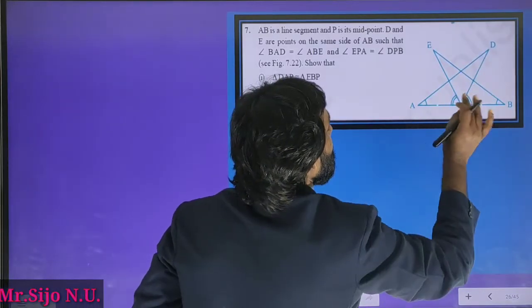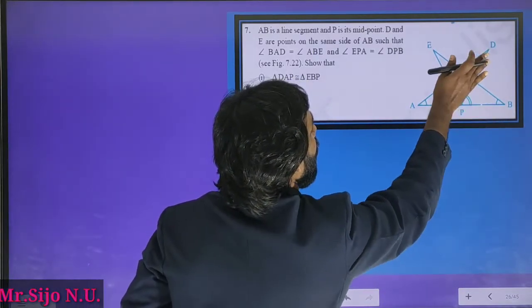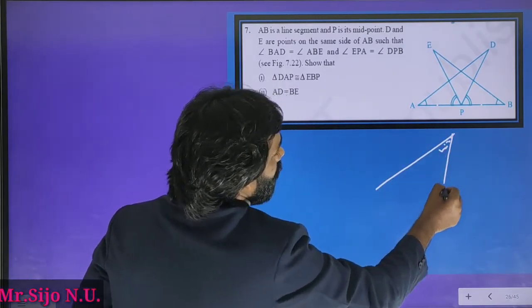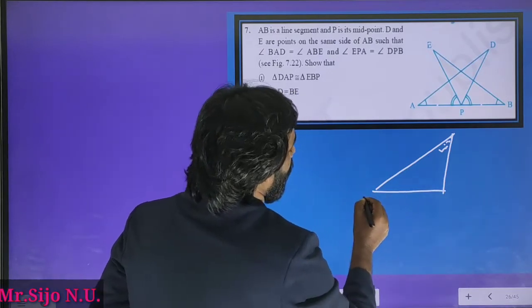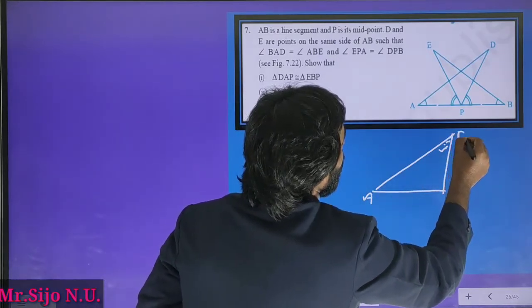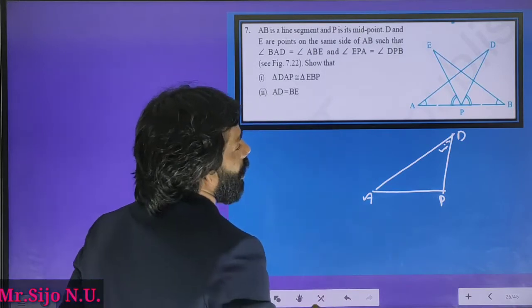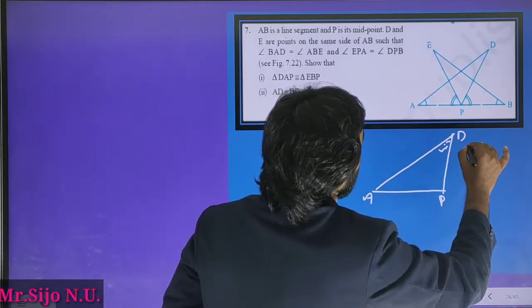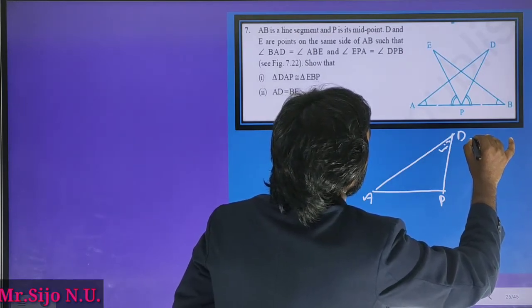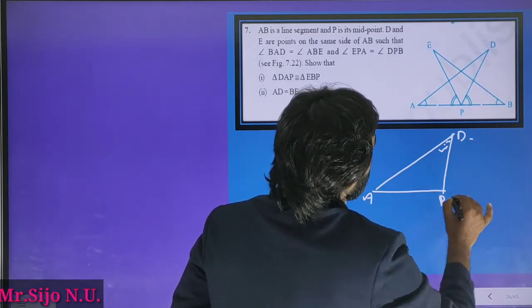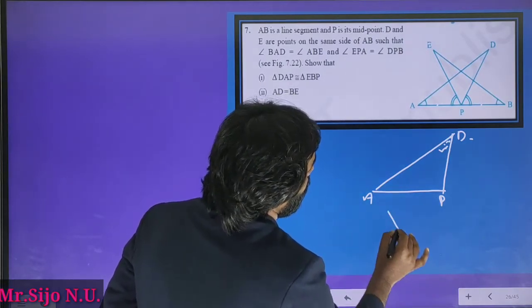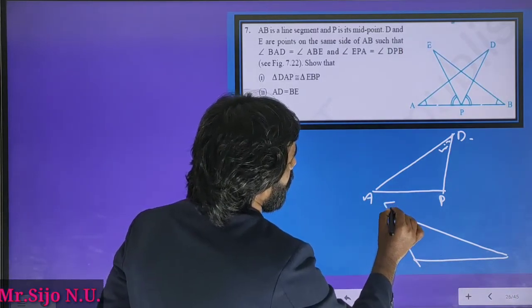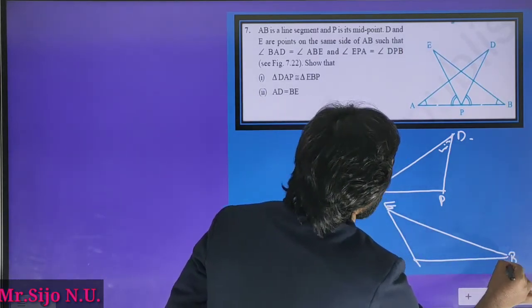DPA, this angle. So, when we are drawing like that, see, we can mark it like this. This angle ADP is congruent to angle, we can mark it like this. Another angle. Yes, this is E and this is B. This is P.